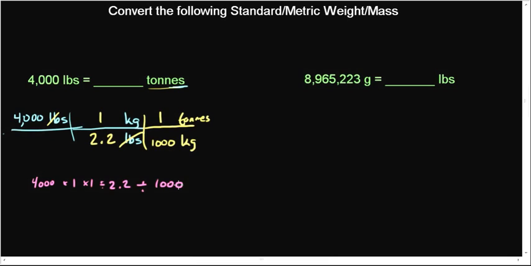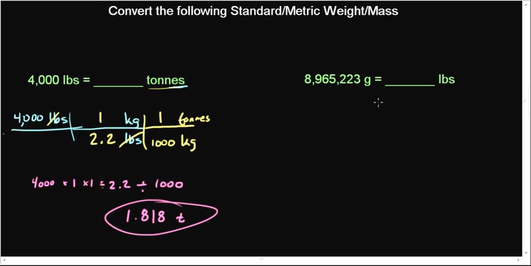If I've got a TI-84, take 4,000, multiply by 1, multiply by 1, divide by 2.2, divide by 1,000, and I get 1.818. The 81 keeps on repeating, but roughly 1.818 tons, or little t. And that's the answer. That's how we're going to convert.